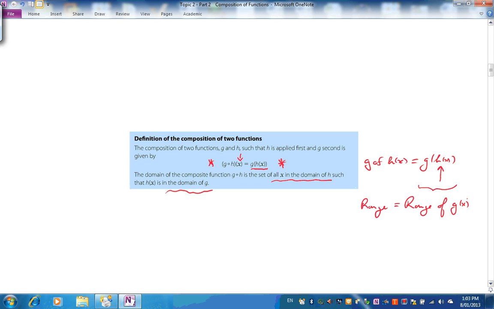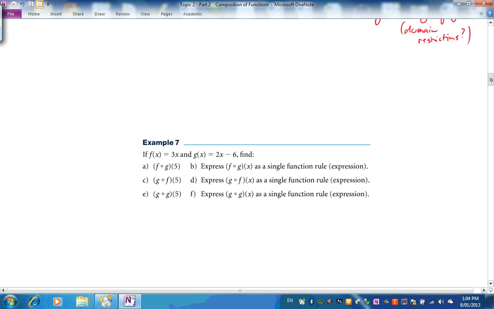Okay, depending on any restrictions on the domain, look out for domain restrictions there. You might not produce the full range that g normally does, because h is not producing the full domain of g. So we're going to play around with this rather like a puzzle here for the minute.